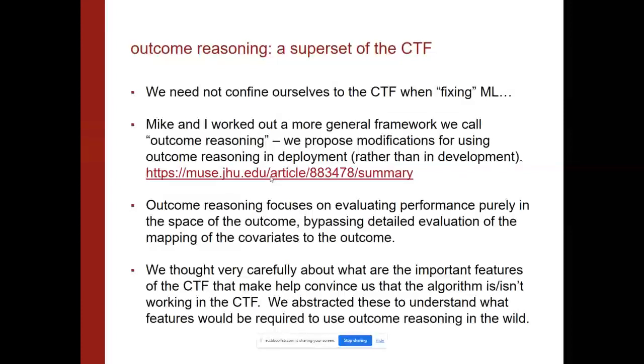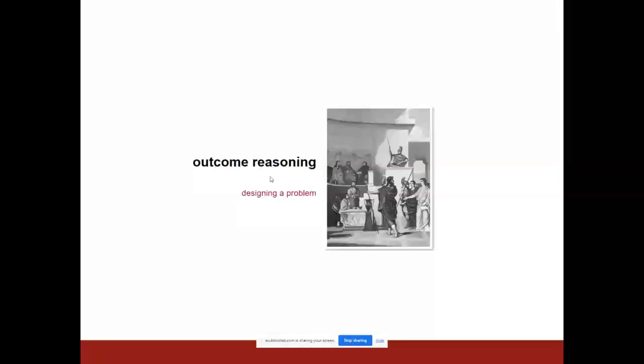And we looked at the CTF to figure out what features of the CTF, if you have an algorithm that's successful in the CTF, make you say, yeah, I think this is a nice algorithm. And we abstracted these features to understand what would be required for us to know, for a prediction problem in the wild, so that we'd be comfortable using that machine learning algorithm in the wild. So we're really focused on the features of the prediction problem that we're interested in, not the features of the algorithm. What are the features of the prediction problem that give us security and certainty that we can indeed move forward with outcome reasoning?